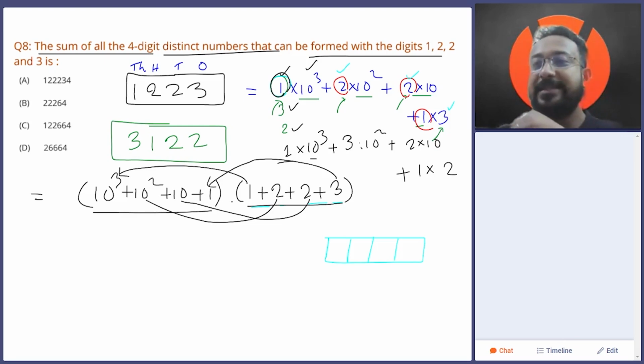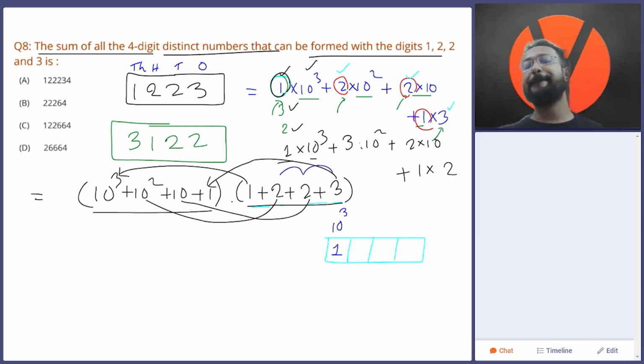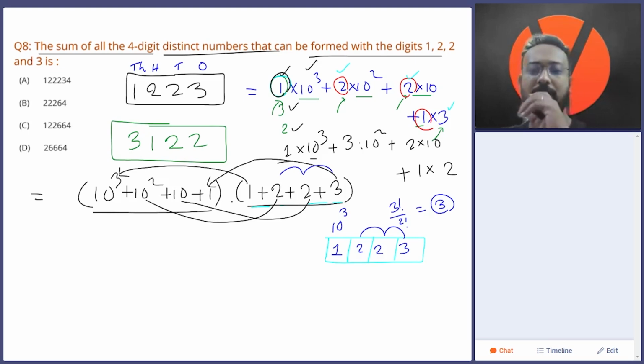So now when this particular digit is filled with 1, so when 1 is taking the place of 10 cube, how many times are these 3 people coming? If you see, you will say, sir, I think they are coming like 2, 2, 3. They can shuffle among themselves in 3 factorial by 2 factorial because of repetition. Correct or no? So I think the answer will be 3 ways.